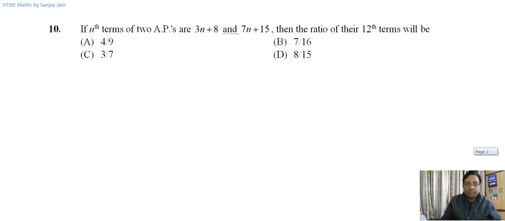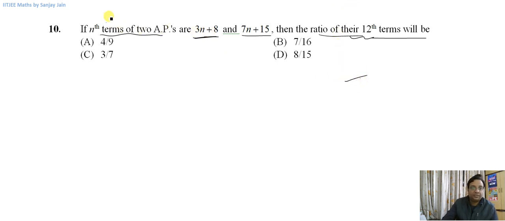Let's move to question number 10. If the nth terms of two APs are 3n plus 8 and 7n plus 15, then the ratio of their 12th terms will be. So the nth terms are given, and we need to find the ratio of their 12th terms. This is a pretty simple question. Replace this n by this 12. That's it. You will get your answer.